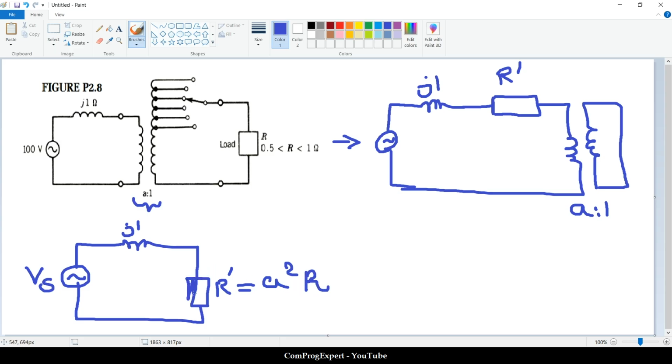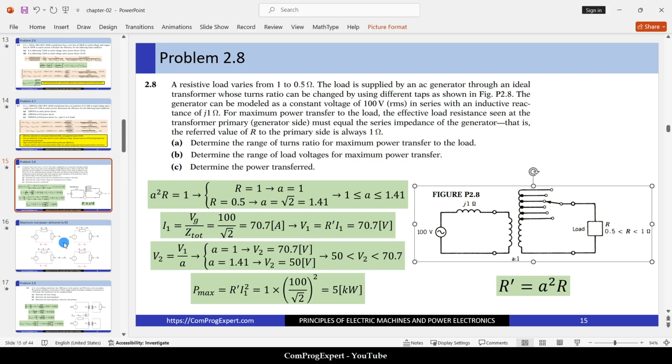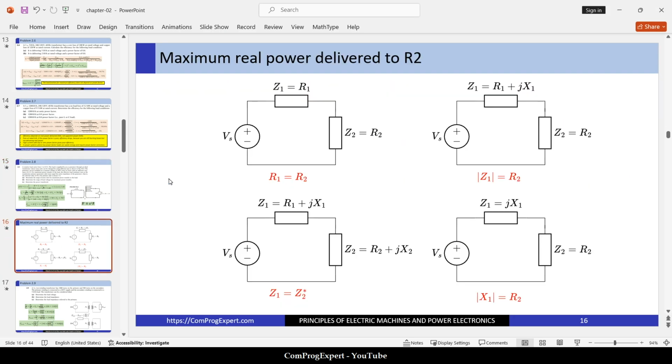So we have this equivalent circuit, equivalent to this one. Now we can use these equations on this slide, depending on the case that we have. You remember these conditions from the electric circuit course.